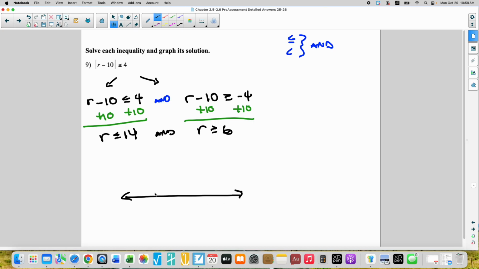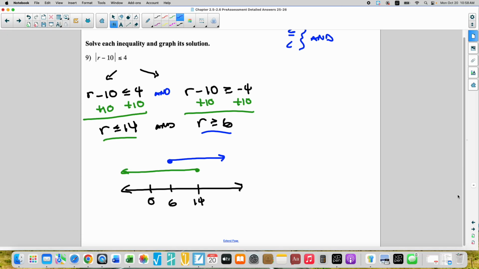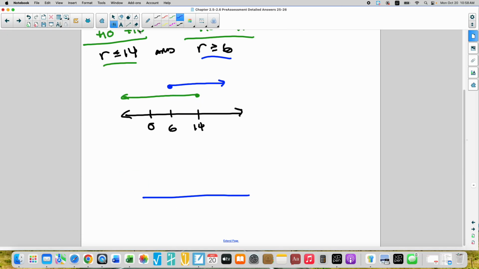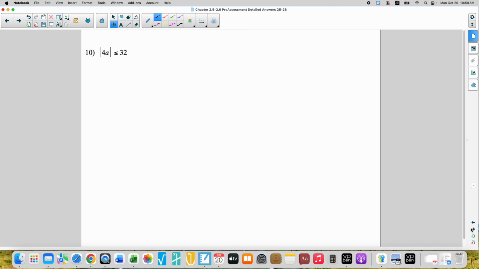Let's graph those. We have 0, 6, 14. Let's do this in green. Closed circle going to the left because it's less than. This is a closed circle going to the right because it's greater than. It's an and statement, so we're looking to see where it overlaps, not in blue. Almost did it again. 0, 6, 14, and we're going to have a closed circle and graph it between 6 and 14. That would be my solution. Those are all the solutions to that.